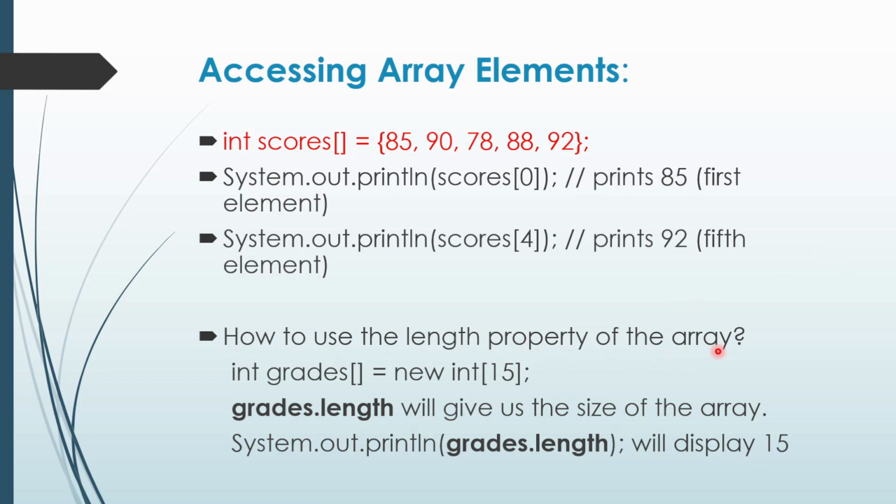How to use the length property of an array? You can use the length property of an array by using dot length. Suppose I've created an array int grades[] is equal to new int[15]. So I've created an array of size 15. I can use grades.length to find out the length. If I say System.out.println(grades.length), it will display 15. Why? Because the array grades has a size of 15 and the positions would be 0 to 14.